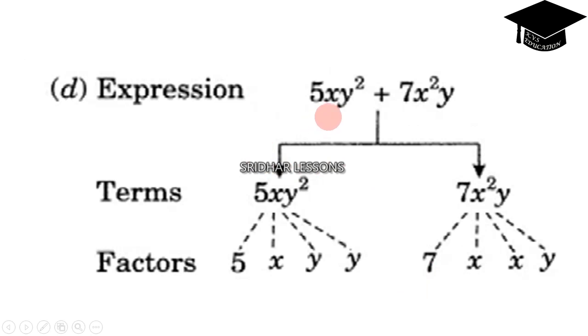Next expression, 5xy square plus 7x square y. So the terms are 5xy square and 7x square y. This 5xy square can be factored as 5, x, and y square can be factorized as y into y. Very similarly, 7x square y can be factored as 7, x square as x into x, and y. Okay.